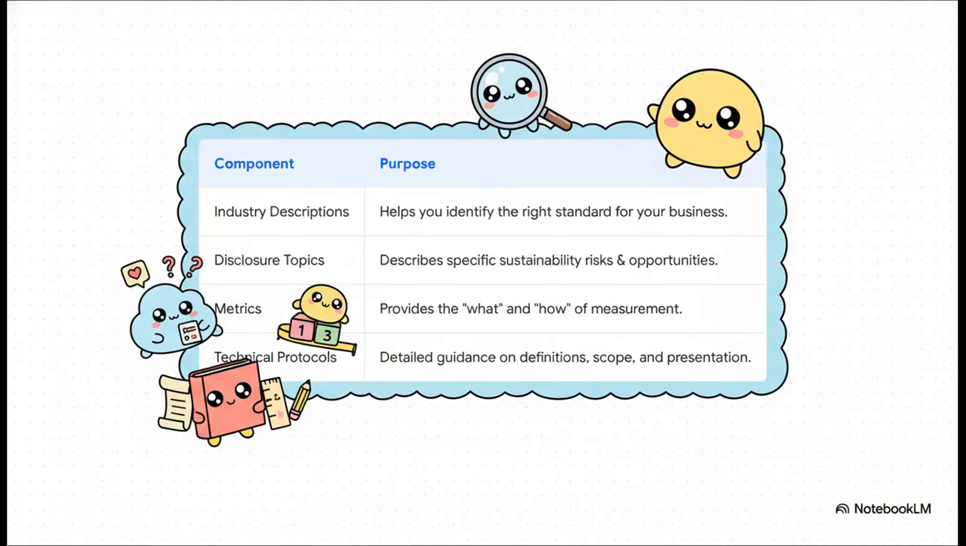Think of this as the SASB toolkit. The industry descriptions are there to help you pinpoint the right standard for your business. Then, the disclosure topics outline the key sustainability risks and opportunities you should be thinking about. The metrics give you the specifics on what and how to measure. And finally, the technical protocols are like the detailed how-to guide. It's really a complete package designed to make life easier for preparers.